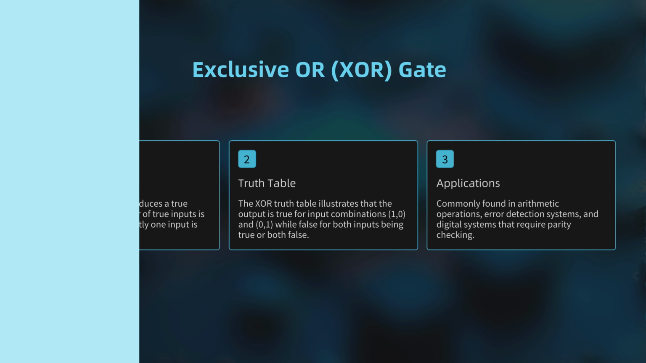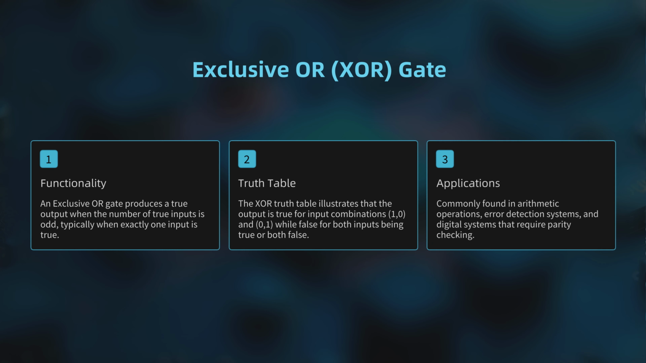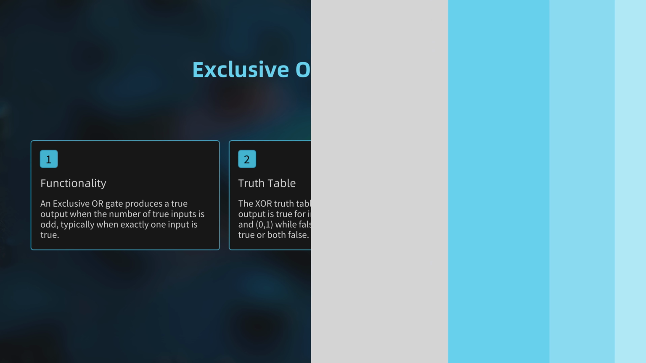Exclusive OR, XOR, gate. Functionality: An exclusive OR gate produces a true output when the number of true inputs is odd, typically when exactly one input is true. Truth table: The XOR truth table illustrates that the output is true for input combinations 1,0 and 0,1, while false for both inputs being true or both false. Applications: Commonly found in arithmetic operations, error detection systems, and digital systems that require parity checking.